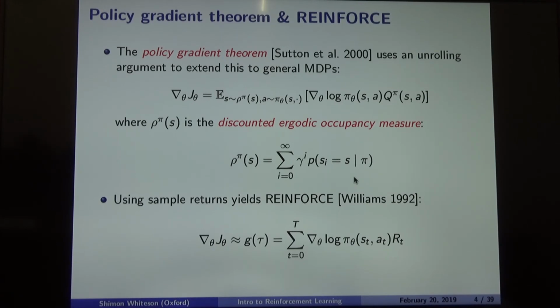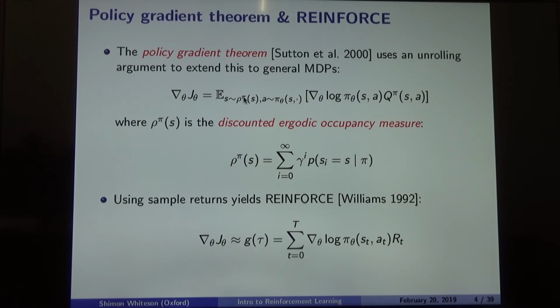So it's the probability of an agent occupying a certain state under the ergodic distribution induced by its policy, but now discounted, weighted by this discount factor. So it's actually not a proper probability distribution, and things don't sum to 1 because of this discounting. But it allows us to write this expectation of the quantity that we want to maximize in this general MDP.